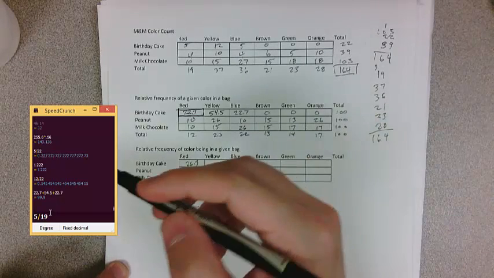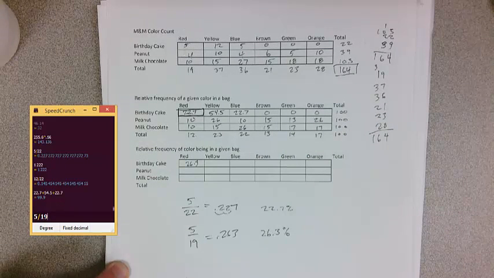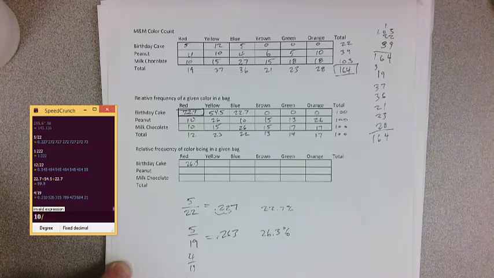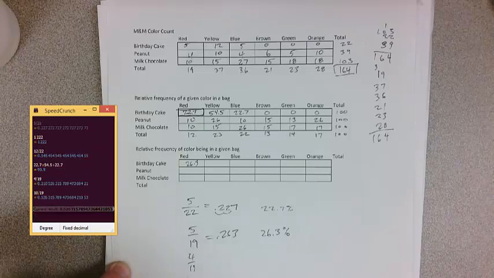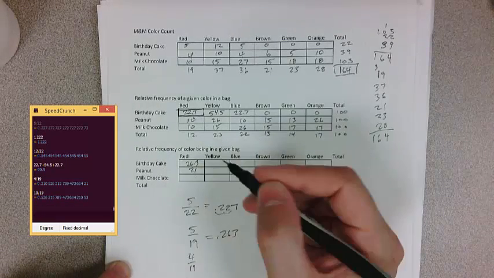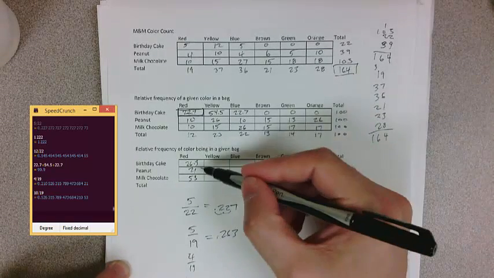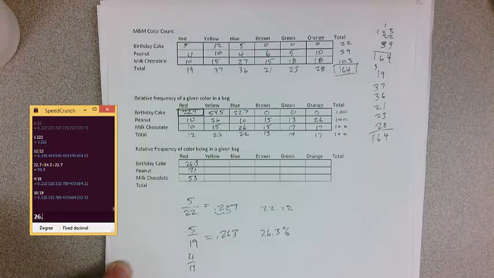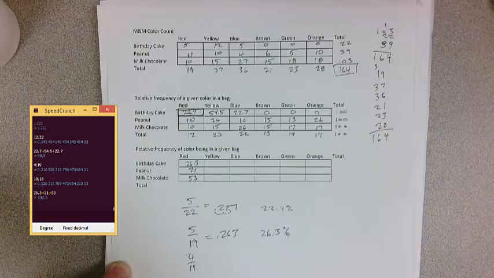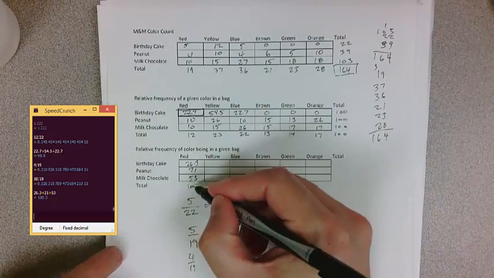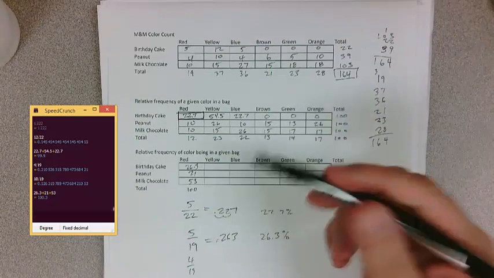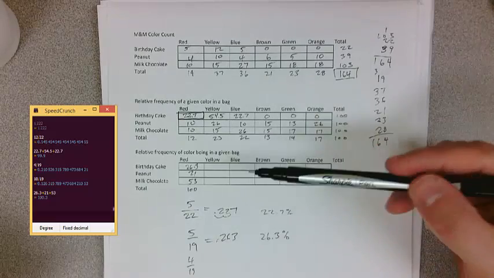Then I would take 4 out of the 19, and 10 out of the 19. So I get 21% and 52.6, I'll just round it to 53. So the total percentage would be 26.3 plus 21 plus 53, and you get 100.3, which, because of the rounding error, would add up to 100. I'll go ahead and do that on the rest of these different colors.